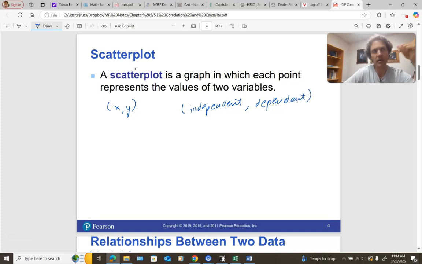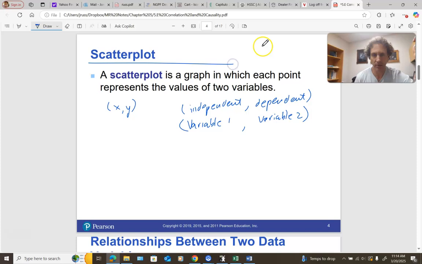We'll talk more about this, I believe, when we get to chapters 8 and 9, where we start talking about functions. But anyway, you have a value for variable 1, and then you have a value for variable 2. You may have a lot of these ordered pairs, and you plot them, and that creates what's called a scatter plot. So a scatter plot consists of a graph in which each point represents the values of two variables. We're going to look at some examples now.